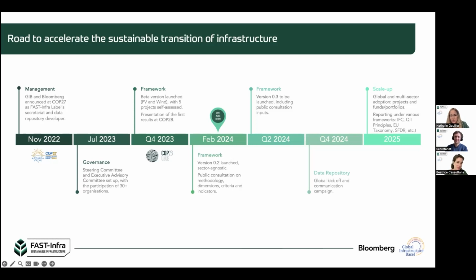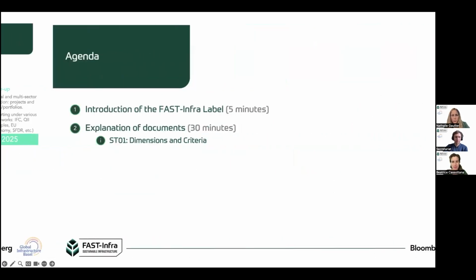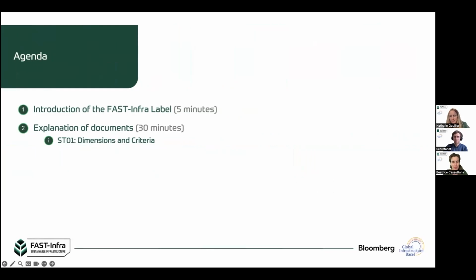So I think that's a quick introduction. We can pause one minute here in case there is any question. Otherwise, I would hand over to Beatrice to have a look at the dimensions and criteria in detail, which is a document submitted to public consultation.